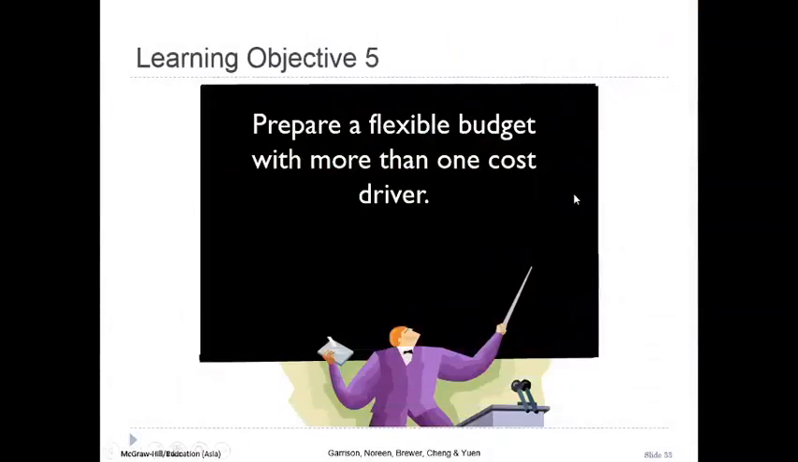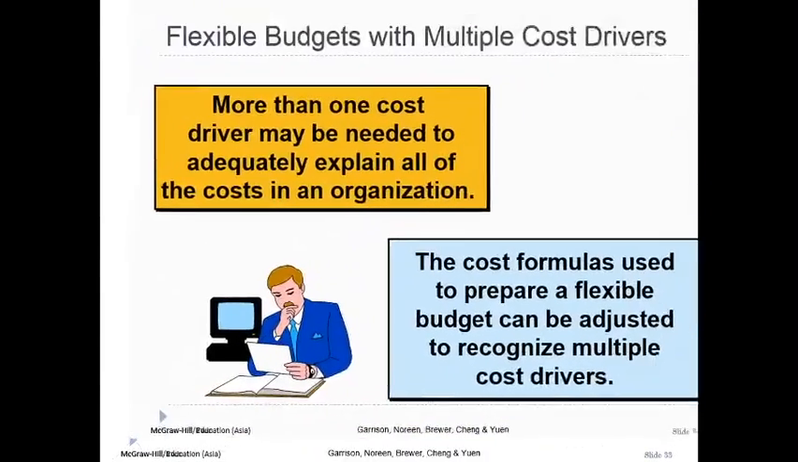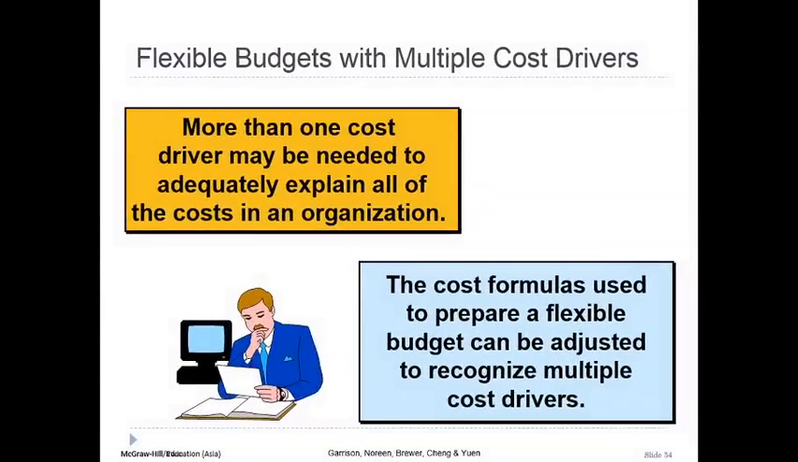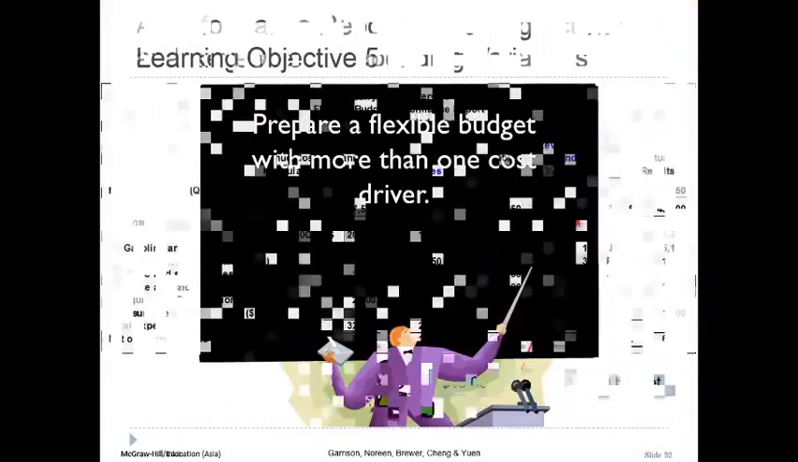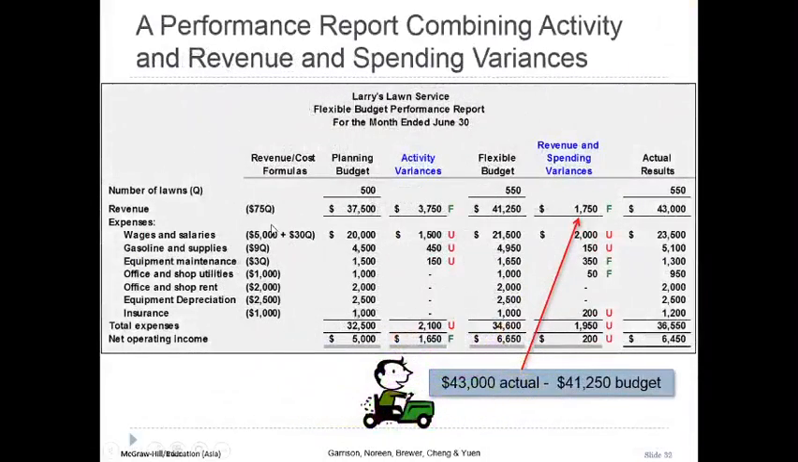Then sometimes there are flexible budgets with more than one cost driver. So the cost formula can also be adjusted to recognize multiple cost drivers. Let me explain a bit. In this cost formula, it is only taking into consideration the number of lawns. That means there is only one cost driver, which is the number of lawns.